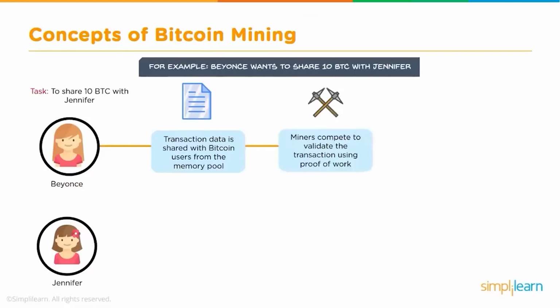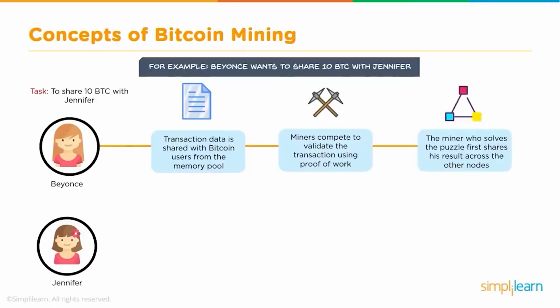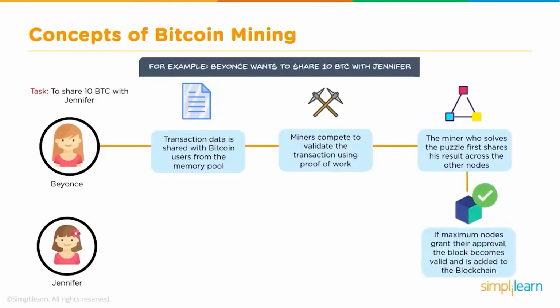Now, miners competing to validate the transaction using proof of work keep continuously polling the unconfirmed transaction pool. They pick up those transactions and start validating them. They aggregate them in a data block and start solving the puzzle. The miner who solves the puzzle first shares his result across the other nodes, the other set of miners. Now, once the block is verified and the nonce has been generated, the nodes will start granting their approval. If the maximum nodes grant their approval, the block becomes valid and is added to the blockchain.